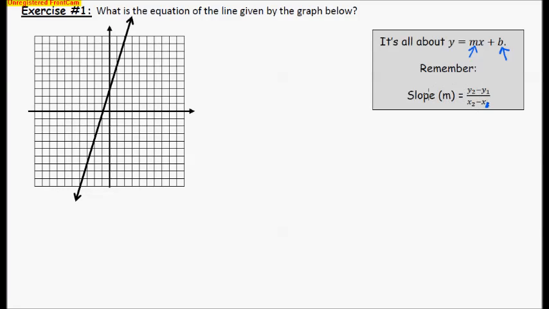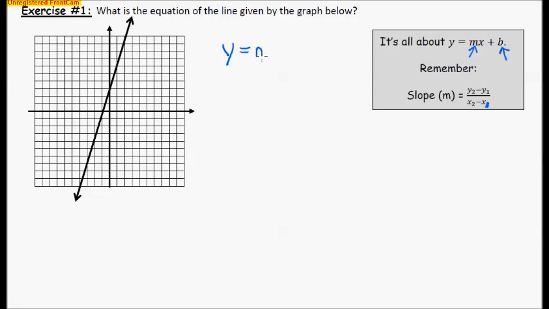All right, and I did put this up here. Notice I made a little correction here. I noticed it said x2 minus x2, so that should be an x1 there. So if it's a mistake on your note packet, make sure you fix that. All right, so let's start with exercise 1.